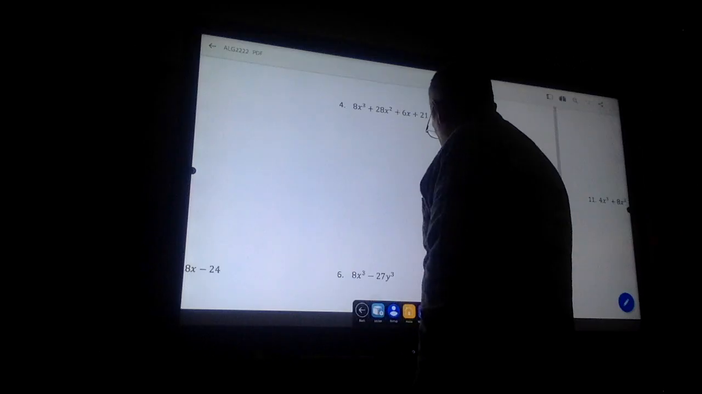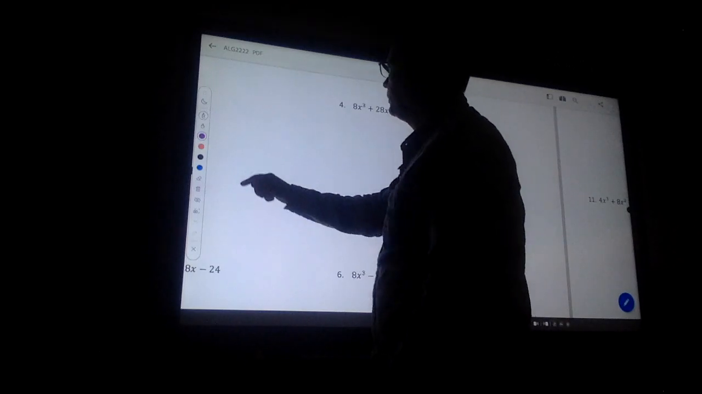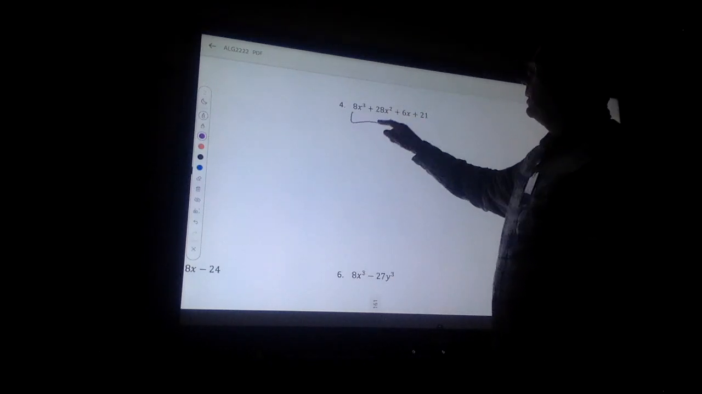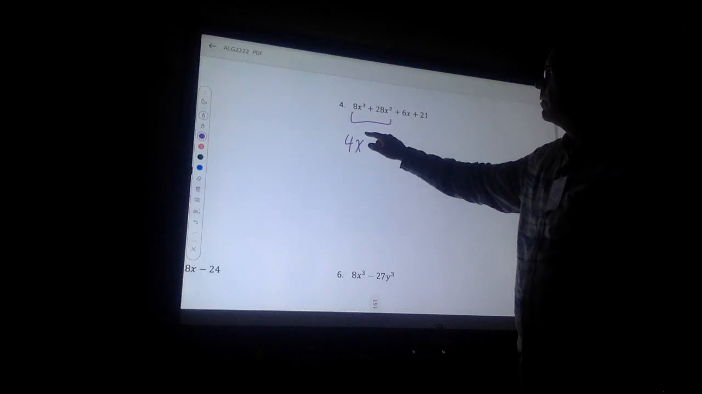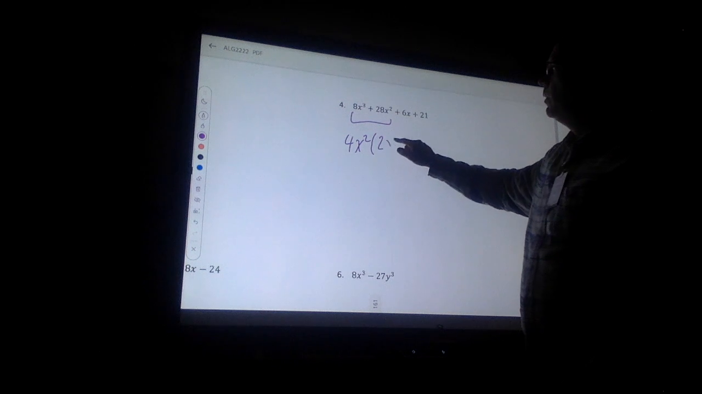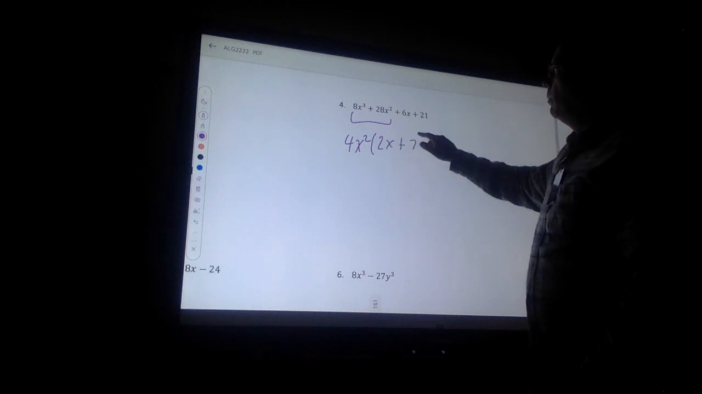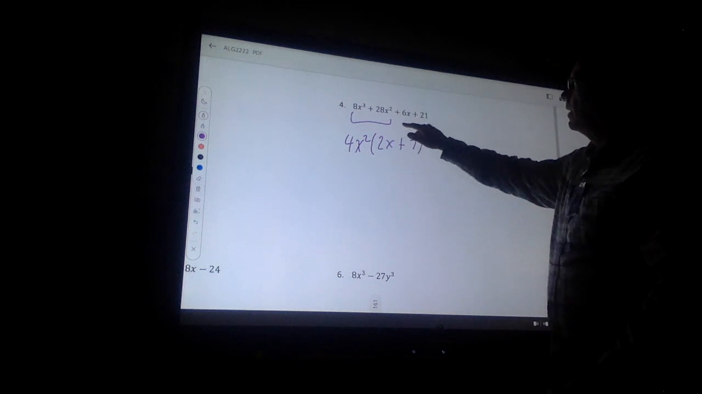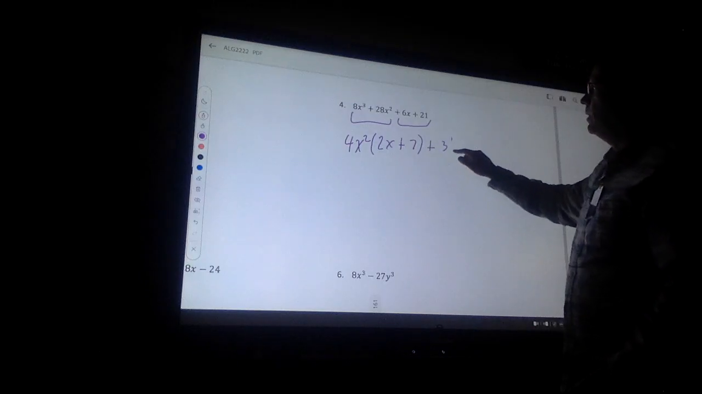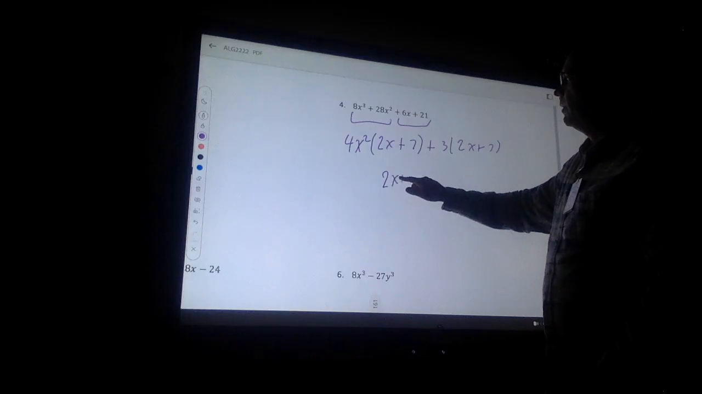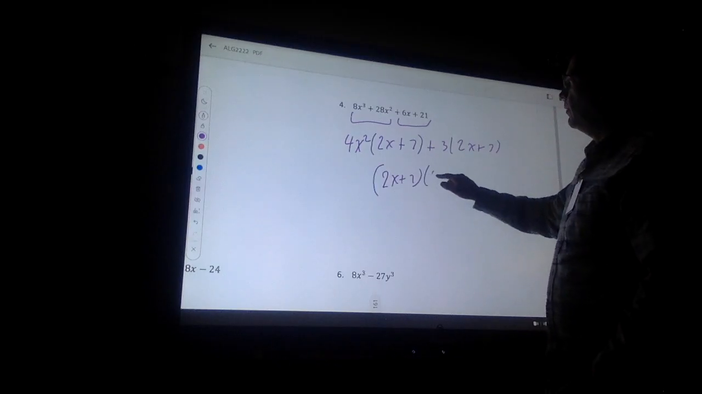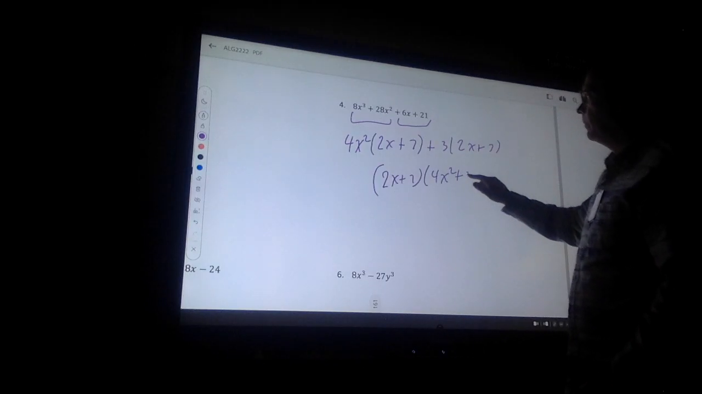Number 4, we're going to look here, and we're going to say, okay, we can factor out a 4x squared from both of those. That's going to leave me 2x plus 7, and then I'm going to factor out a 3 on each of these, and that's going to leave me 2x plus 7. So we're going to get 2x plus 7 and 4x squared plus 3.